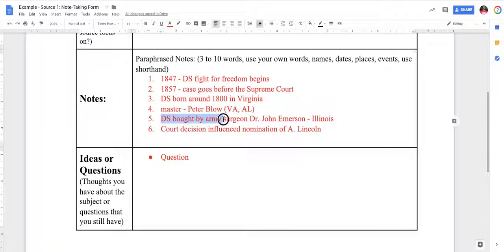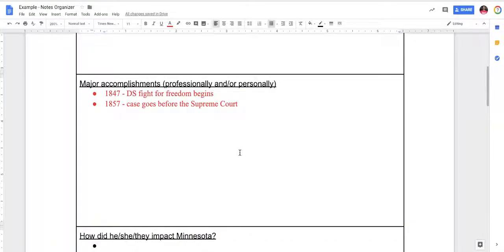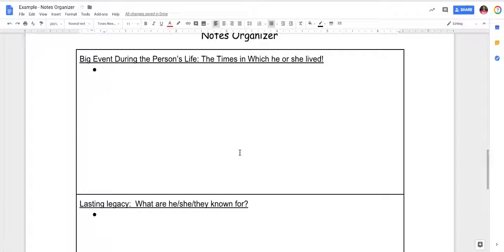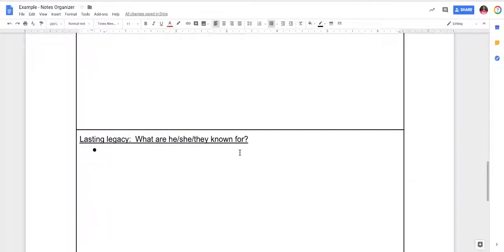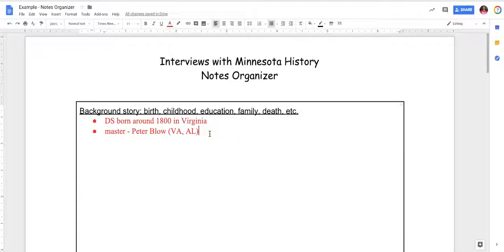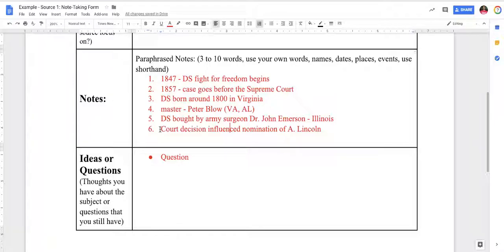Then we have Dred Scott bought by Army surgeon Dr. John Emerson. They moved to Illinois. Again, this doesn't belong in his major accomplishments. It's not how he impacted Minnesota. It's not even there yet, really. It's not a big event that's surrounding the person's life, and it's certainly not legacy. It's, again, background.